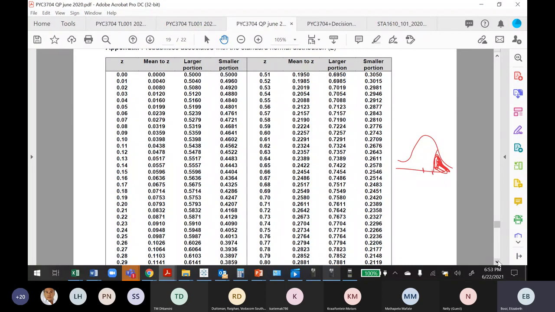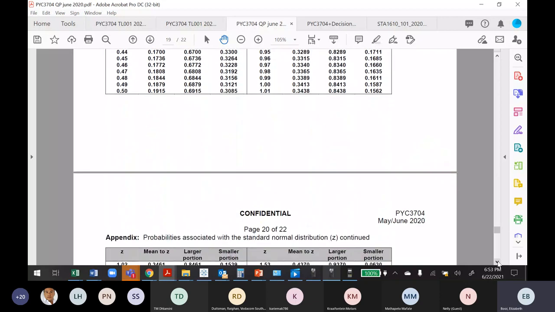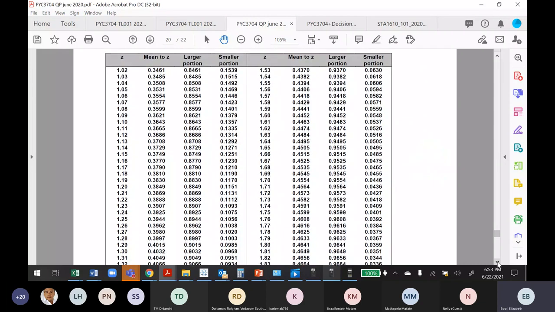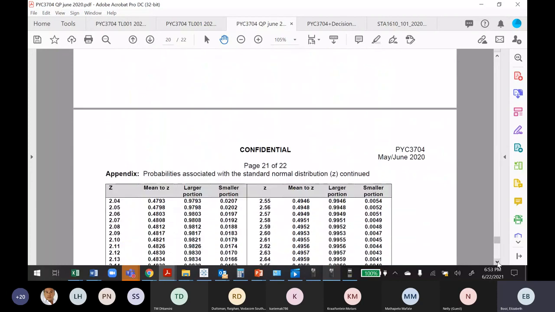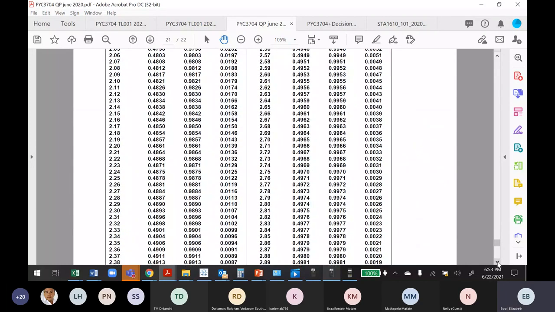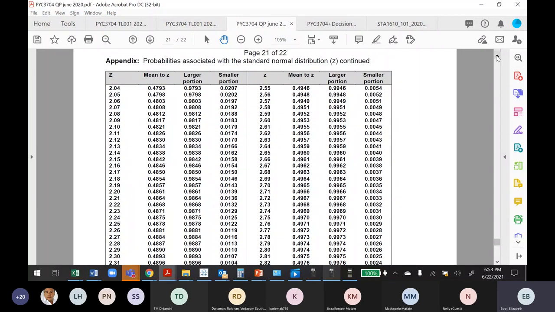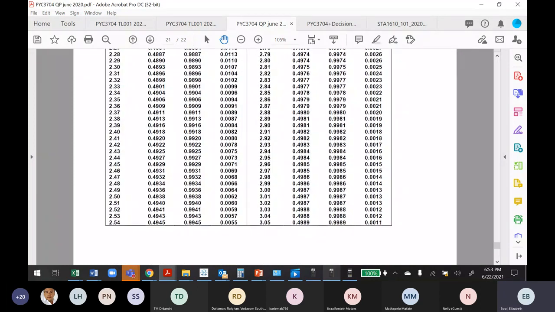So you need to go look where it says Z. That's what we need. Z 2.5, so it will be 2.50. 2.50. It needs to be right at the bottom. 2.50.